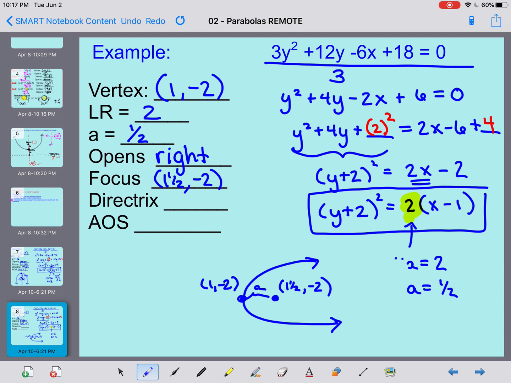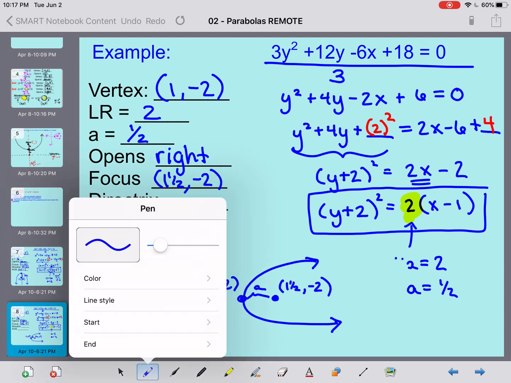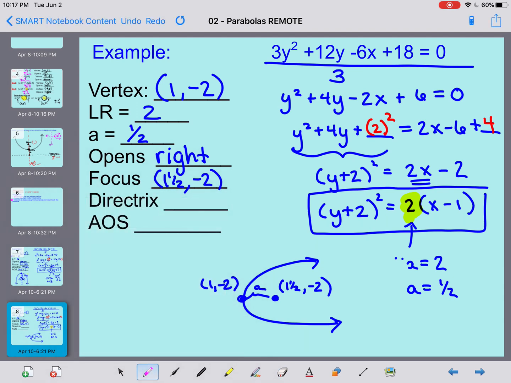The directrix is going to be A spaces the other way. So this is A, which is a half. So I moved A spaces the other way, and it's a vertical line at x equals, and I took the x value from the vertex and I moved half a space left of that. So I'm going to subtract a half from the 1 to get me 1/2.